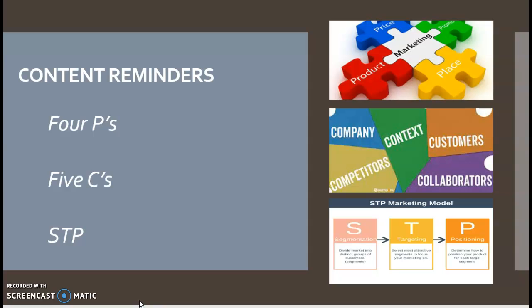And then lastly, STP, that segmentation, targeting, position. Please be sure to include a level of synthesis of these concepts within your evaluations and your recommendation.